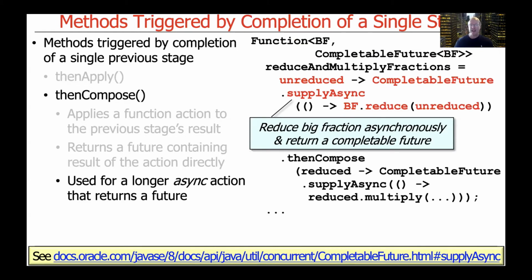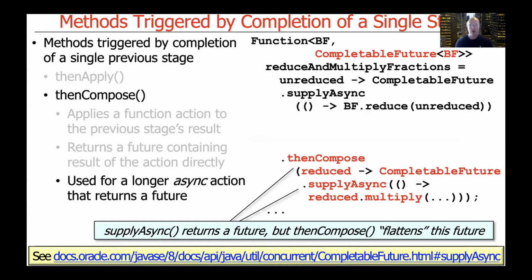What we're going to do then is use thenCompose to take the reduced BigFraction, and then we're going to asynchronously take the result of that fraction and multiply it by some constant or some value. And the main thing to note here is that thenCompose, as you can see in the diagram, the highlighted return value from thenCompose is a CompletableFuture to a BigFraction, not a CompletableFuture to a CompletableFuture to the BigFraction.